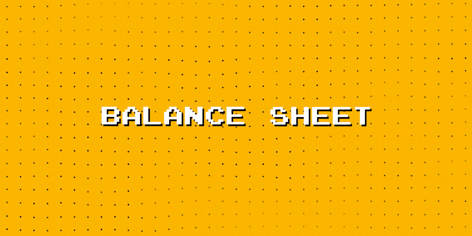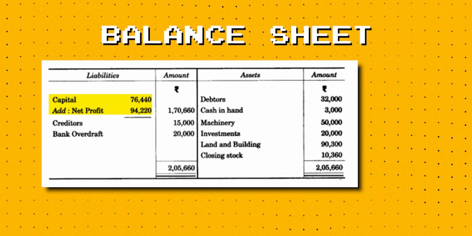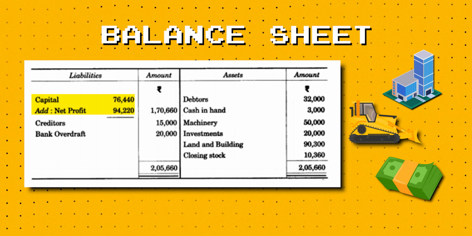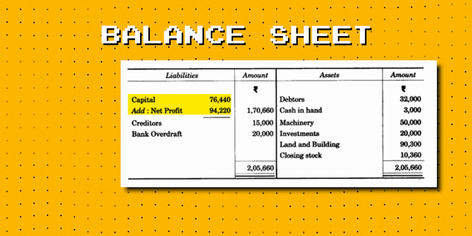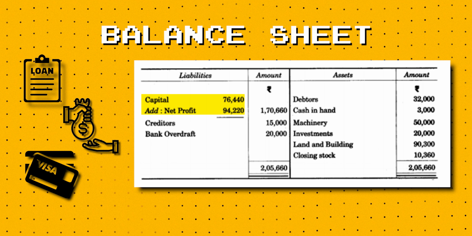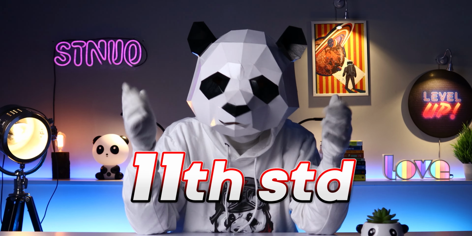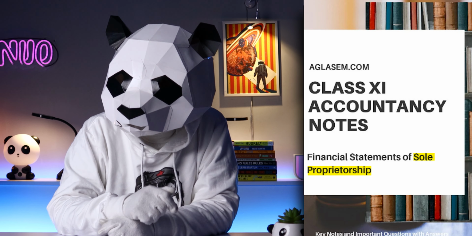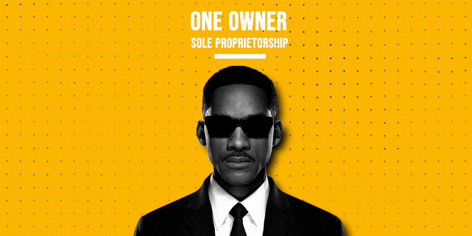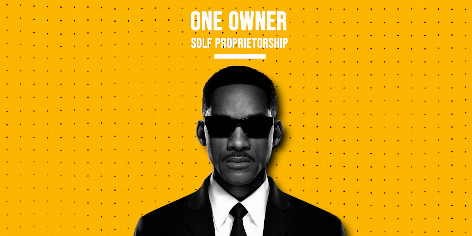All this was done in the balance sheet, which kind of looked like this, having all the assets of the business on the right side and all the loans and liabilities on the left side. That was it. And we stopped with this in our 11th standard. If you remember, we were actually preparing accounts for a sole proprietorship business in our 11th standard, which means there was only one single owner for the business.